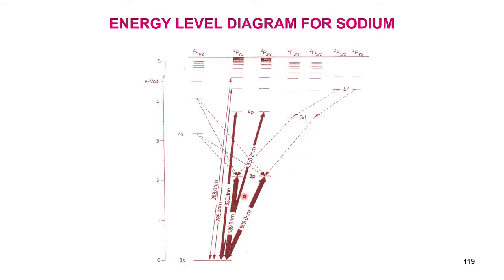All other elements will show, if you take the spectrum and plot electron volts and energy levels like this, all of them will look approximately similar like this, the only difference being that the energy levels will be different for each element. So, that is how the energy level diagram for atomic absorption looks.